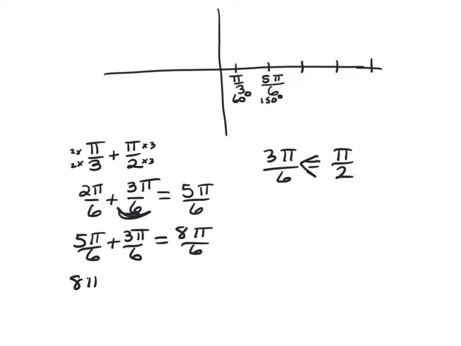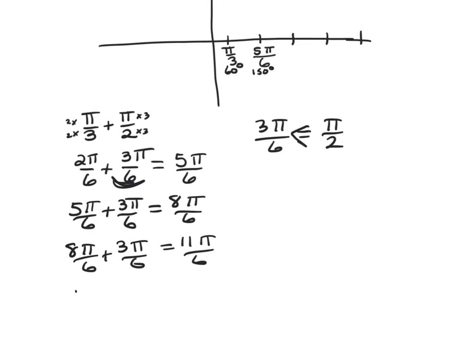So I take 8 pi over 6. I'm going to add 3 pi over 6. I get 11 pi over 6. And then I'll take 11 pi over 6, do it 1 more time. 3 pi over 6. And now I have 14 pi over 6. Now, the ones that need to be reduced, I'm going to reduce them before I label my x-axis.